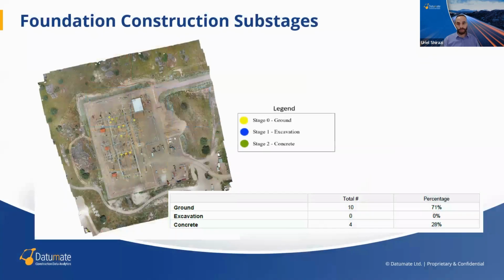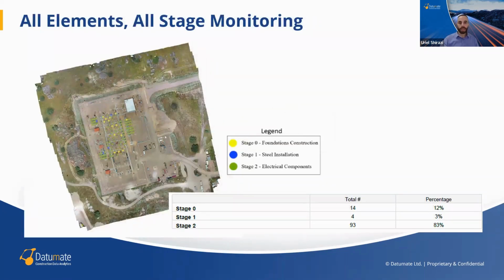Like this report, for example, that provides information about the different stages of the foundation work. So we have 10 foundations in the ground stage, not started, basically. No foundations are in the excavation stage, which is the second stage, and 4 piles were cast with concrete, the third stage. Moving forward in the project, in this report, we can see that 14 foundations were completed. The erection of the steel structure was completed in 4 elements, and 93 energization elements were fully installed, almost at the end of the project.